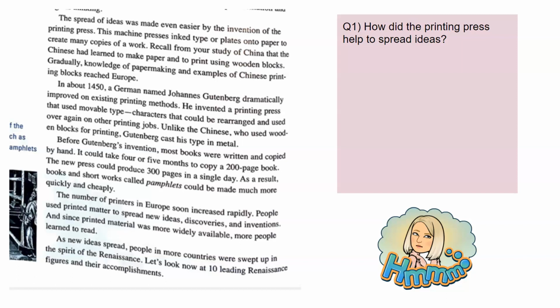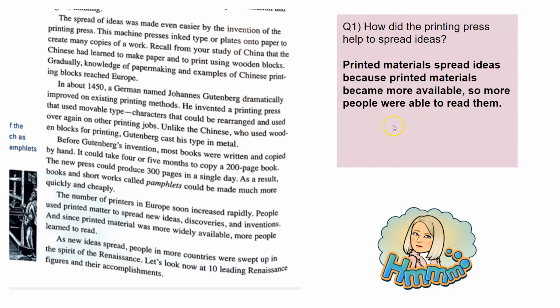But what I want to know, and it is implied, but it's not necessarily explicitly said, so you need to infer this a little bit from the text. How did the printing press help to spread ideas? So go ahead and pause and think about that and use your text. There's lots of ways that you can answer that question in each paragraph. But there is one that I'm looking for specifically.